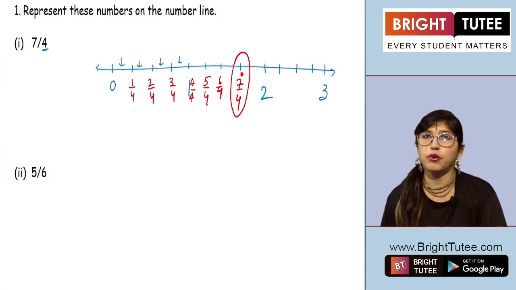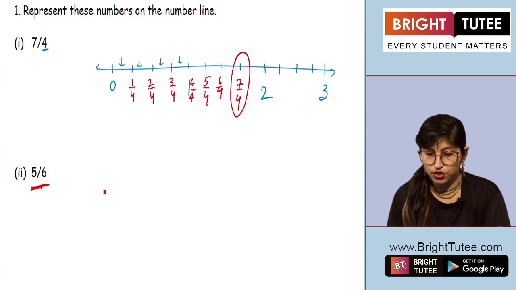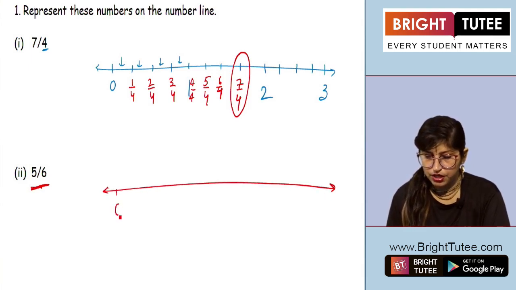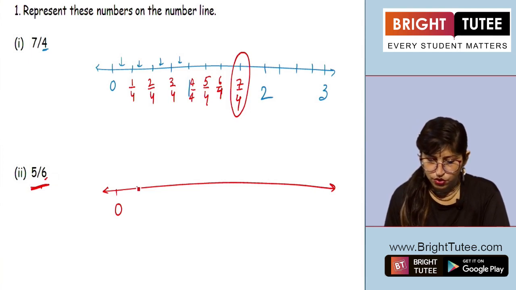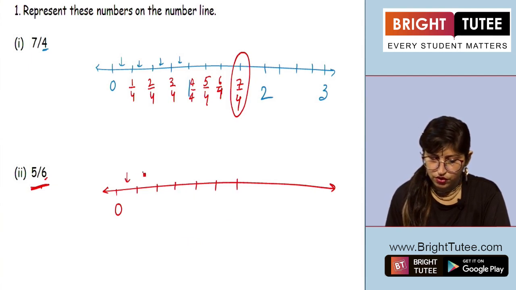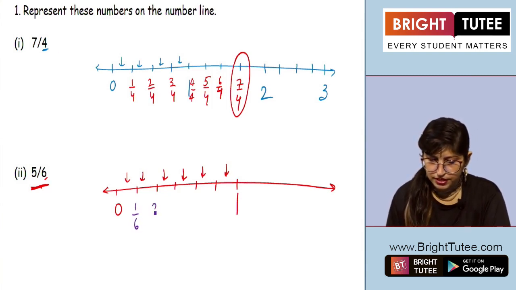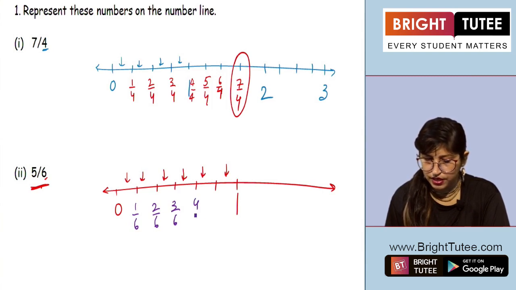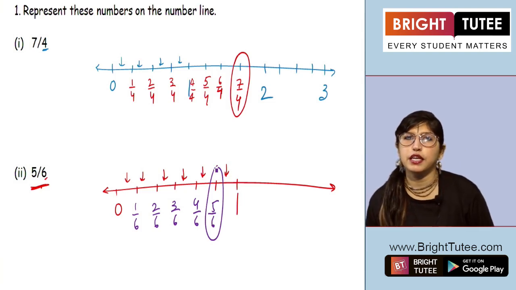Let's try out the second one. Now it's 5 by 6. We can see that the numerator is smaller than the denominator, so whatever we get will be between 0 and 1. In the denominator we have 6, so we will be dividing 0 to 1 into 6 equal parts: 1, 2, 3, 4, 5, 6. If you check, there will be 1 by 6, 2 by 6, 3 by 6, 4 by 6 and 5 by 6. So this is how we represent 5 by 6 on the number line.